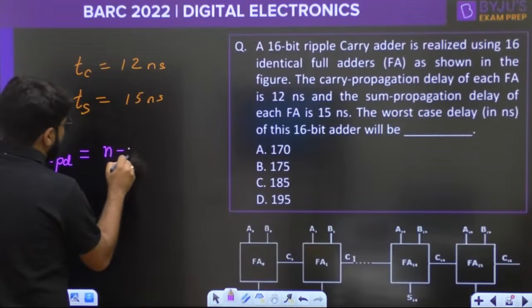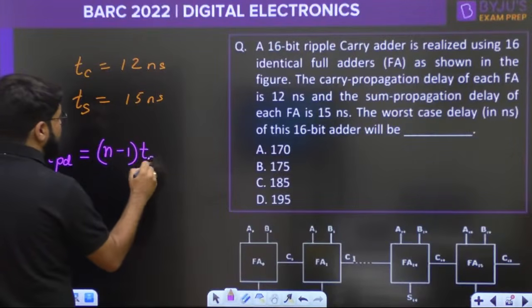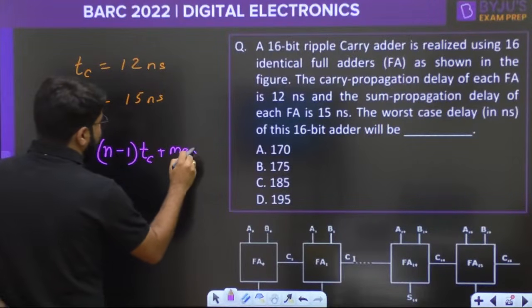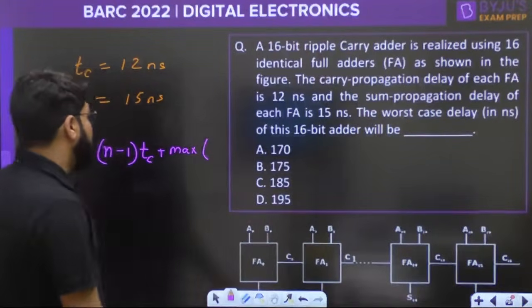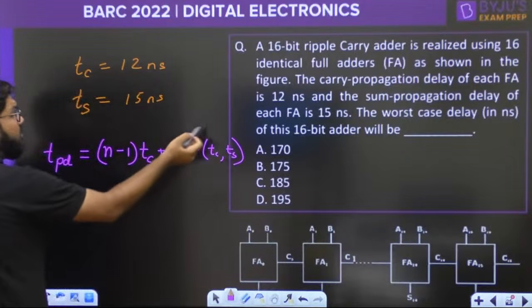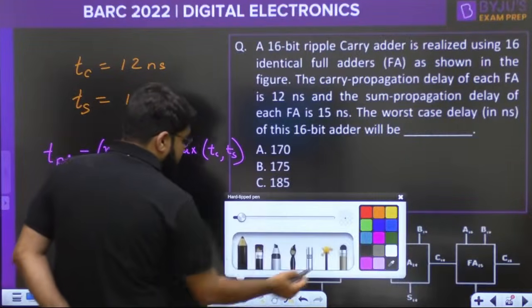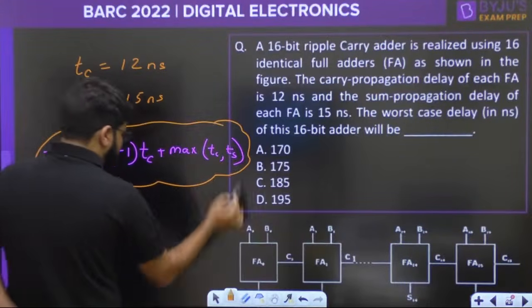Okay, it is given by n-1 times TC. For the final sum bit to be generated, you have to wait for n-1 carries, and then you have to wait for the output of the last full adder, which will come after TS or TC. We have to wait for the worst case delay, the maximum delay. This is the formula that you should be applying. This is the formula for n bit.